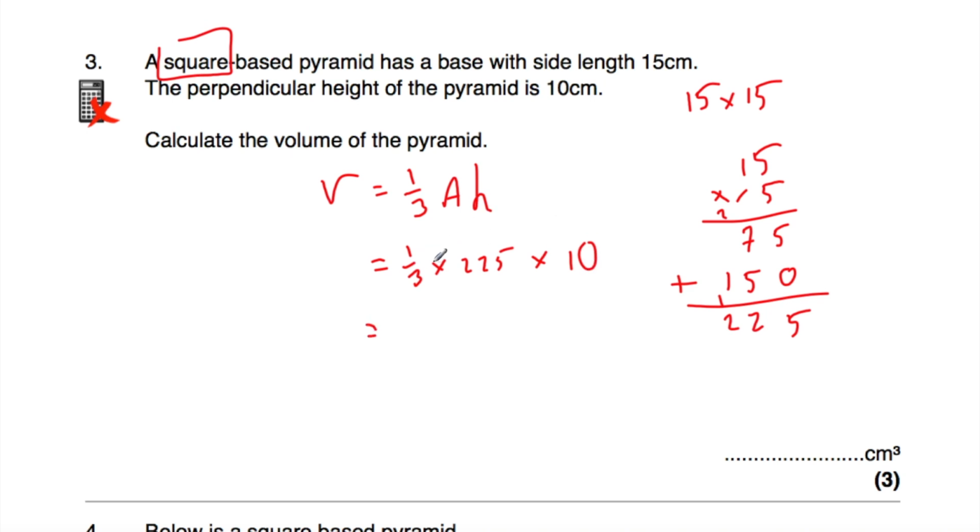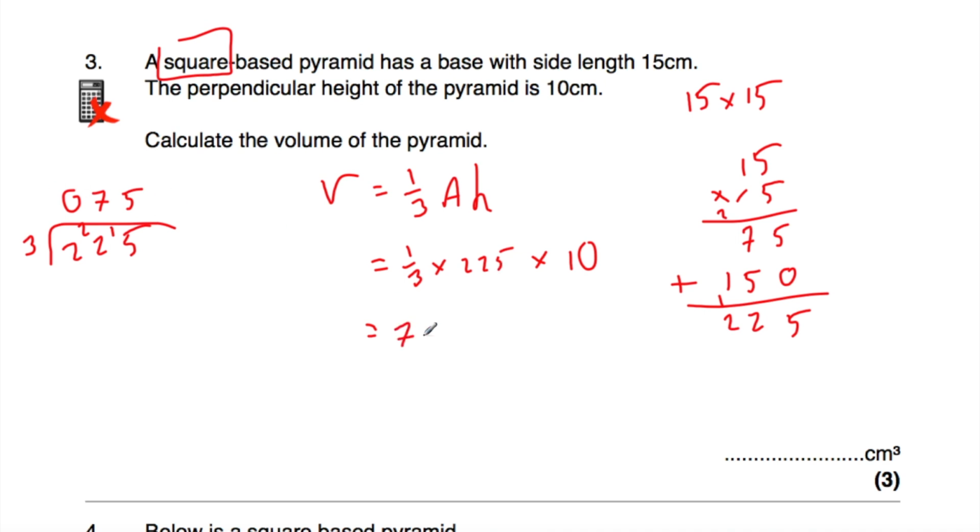So we need to do a third of 225 and then multiply by 10, or times them together and then divide by 3. So I'm going to do a third of 225 to begin with. So 225 divided by 3. How many 3's go into 2? 0 remainder 2. How many 3's go into 22? That's 7 remainder 1. And how many 3's go into 15? That's 5. So that's 75. So a third of 225 would be 75.